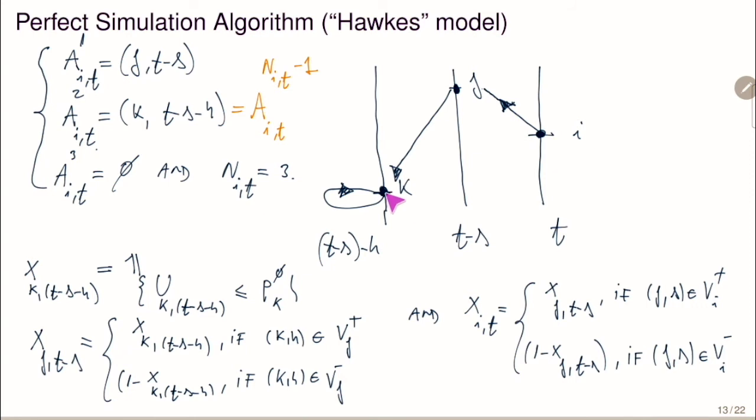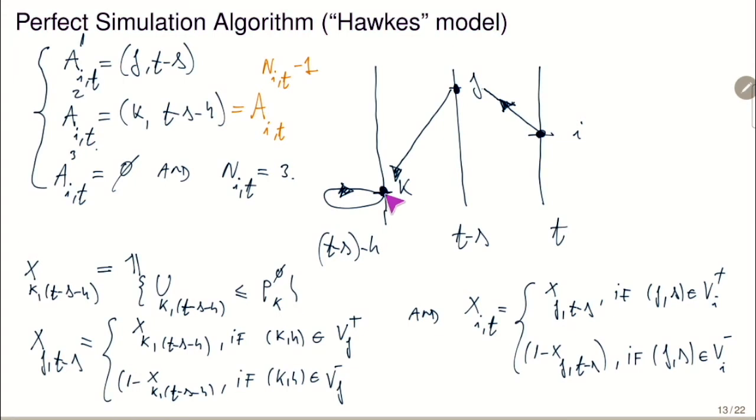So here, since the space-time neighborhood is the empty set, what the algorithm says is that I need to choose a value for X_{k,t-s-h} independently of everything else, and the probability of assigning a value 1 here is going to be p of the empty set for k, and the probability of assigning 0 here will be 1 minus p of the empty set for k.